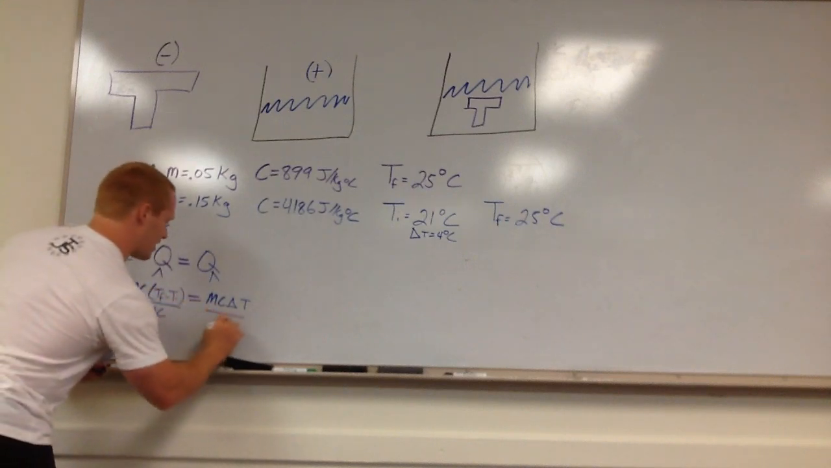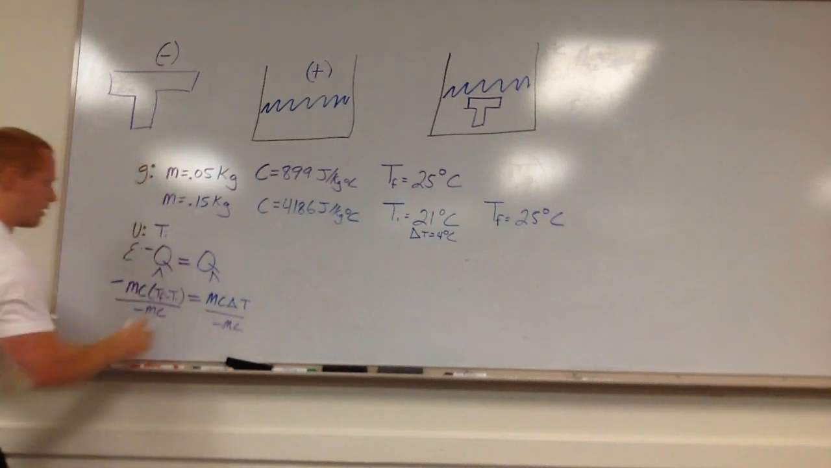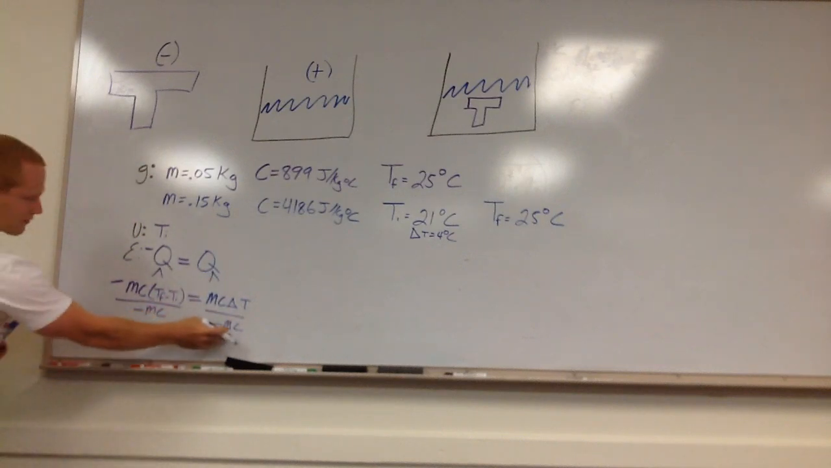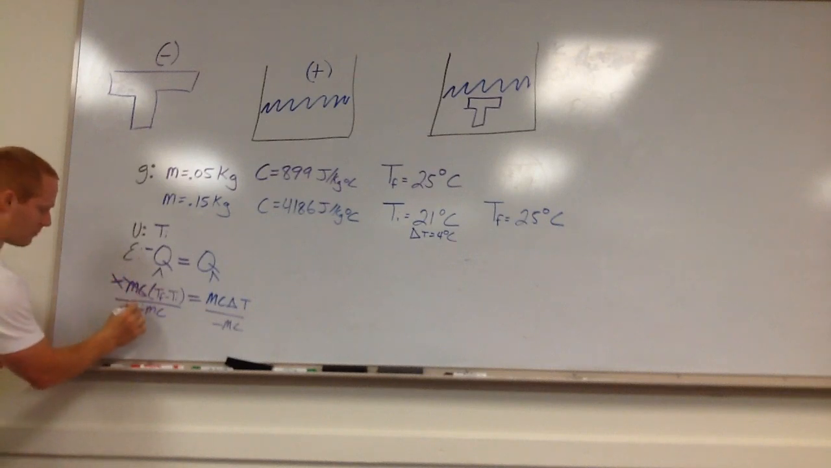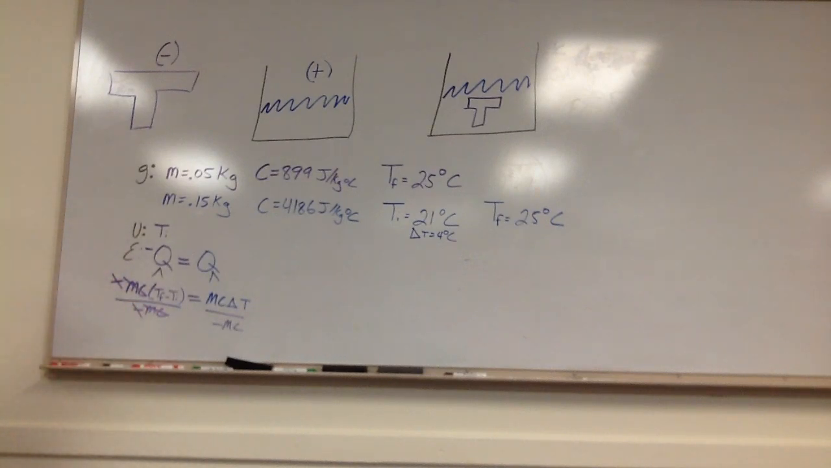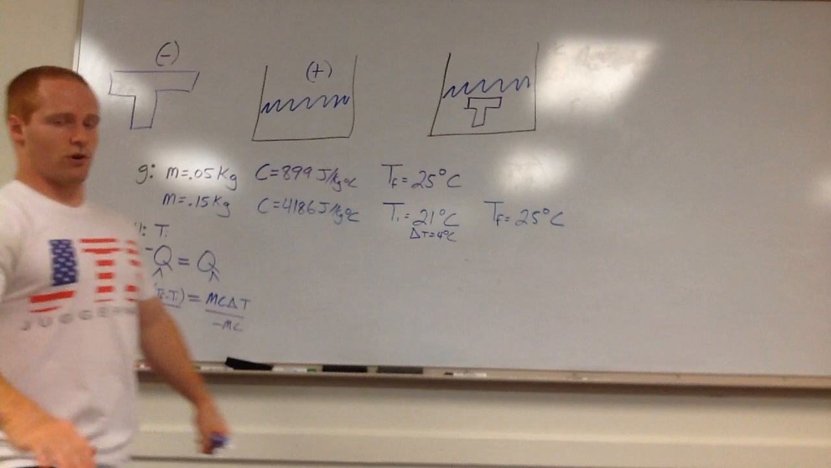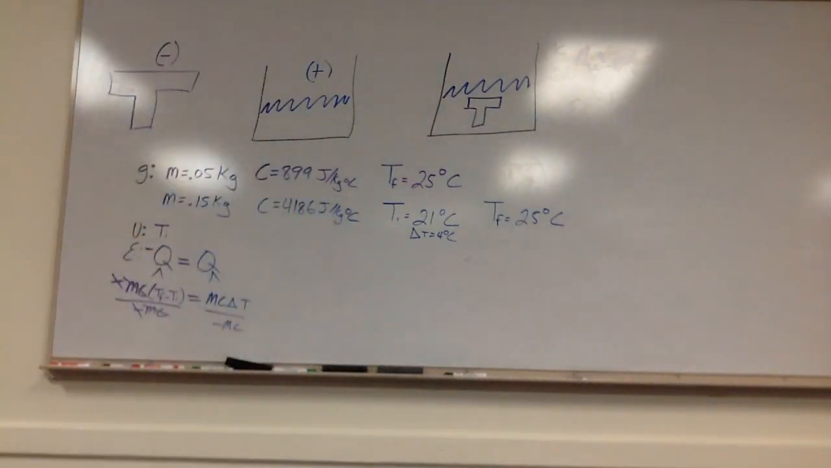I'm going to divide both sides by negative MC. Nothing on the right cancels out, because notice they're different colors. But on the left, we get rid of our negatives and our MCs. So I'm going to push the camera over so we can work on it, and I'm just going to rewrite what we have.